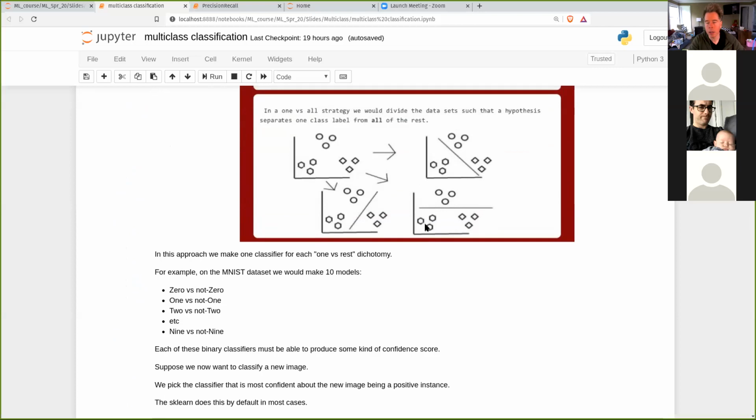So for MNIST, training takes a long time because there are something like 70,000 images. Each one of these classifiers has to be trained on a data set of size 70,000, so you have to do all the work 10 times. There might just be a limit to how long you want to wait or how long you have to wait.